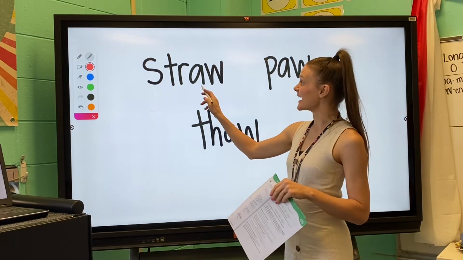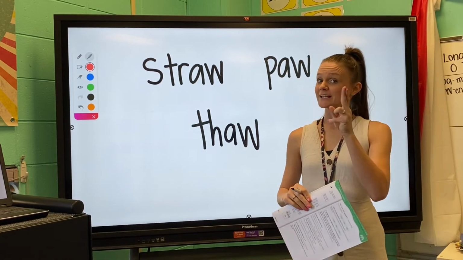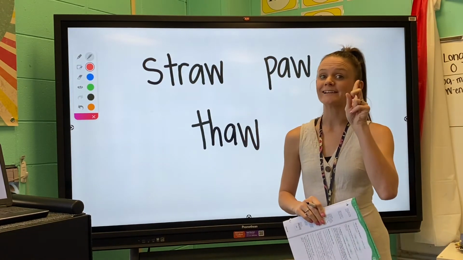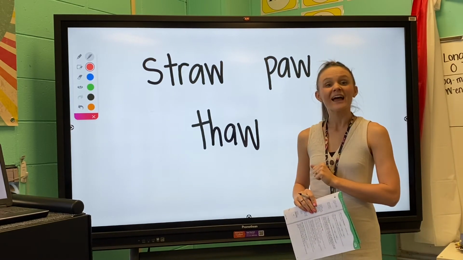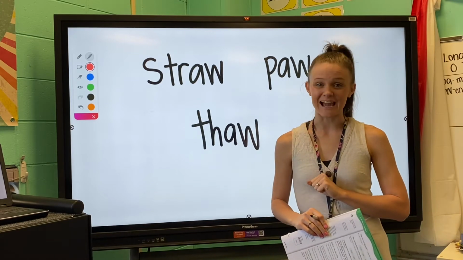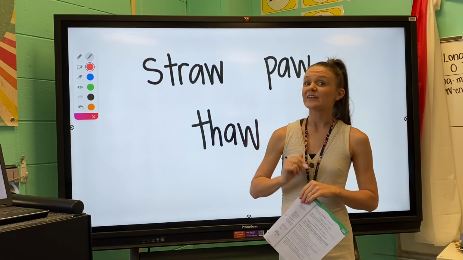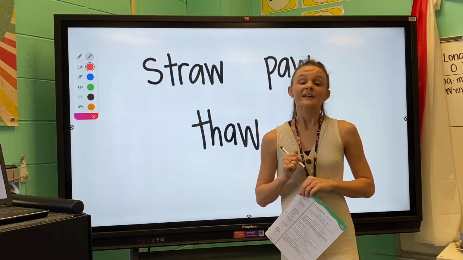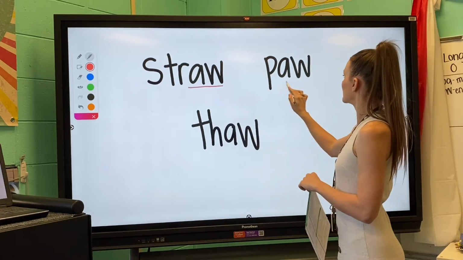Yes, the A and the W. So we have two letters working together to make just one sound. What do we call that, friends? Yes, we call that a digraph. So I have the A-W digraph in each one of these words. So I'm going to code my digraph by drawing a line underneath.